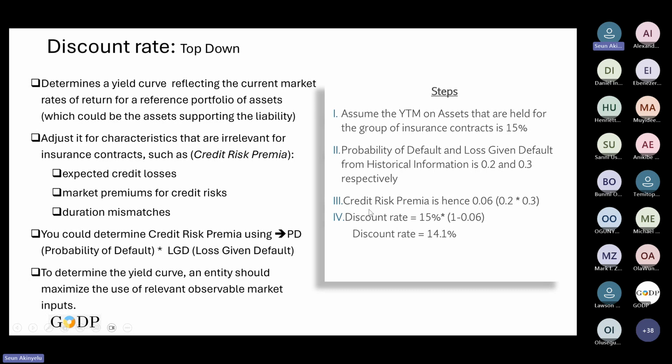So the first point you start from when you are doing top down to get the discount rate to use is to determine a yield curve that reflects the current market rate of return. Now, what do I mean? You must be using, to an extent, a reference portfolio. What do I mean in simple English? For example, we have motor insurance. The premium we collected, we invested it in XYZ T-bills or bonds.